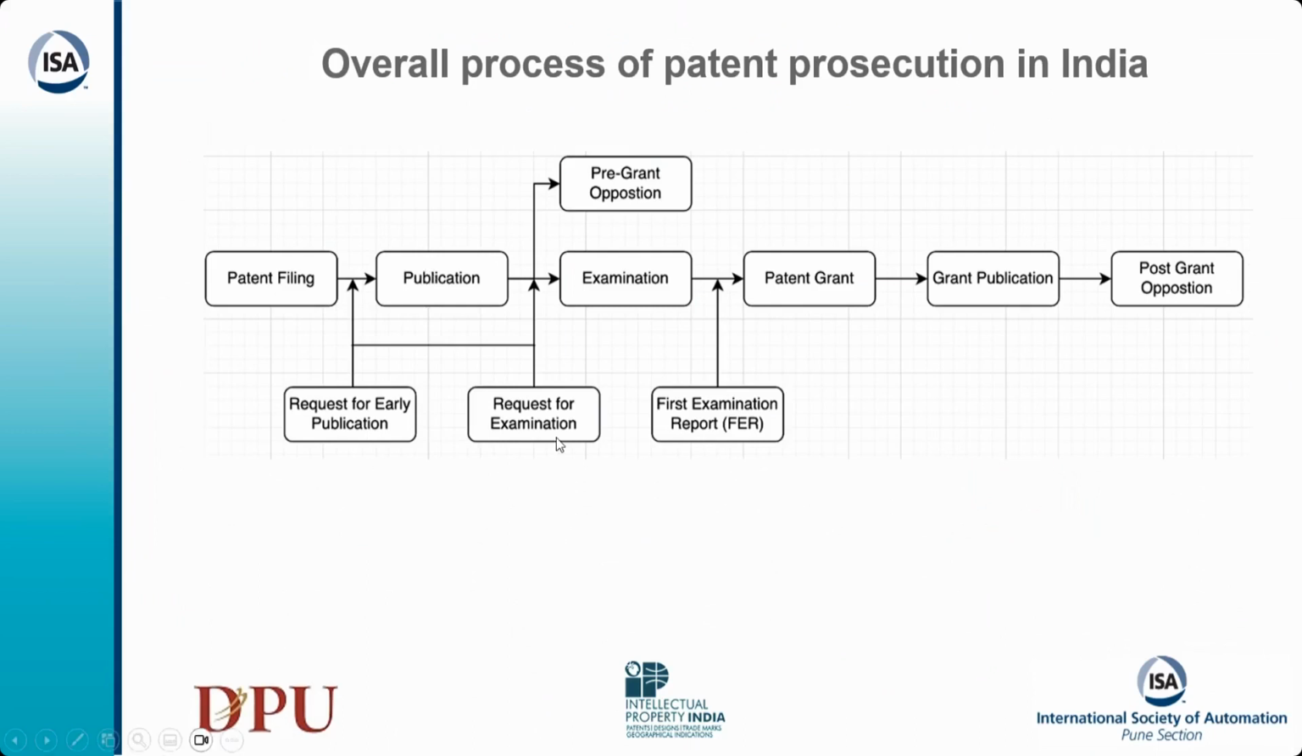Then next is, as I have already mentioned, the request for examination. Form 18 has to be filed, and by filing that examination form, you can motivate the patent office to review your application at an earlier stage, or otherwise it will take around 5 years for the first examination report. Then once these things are over, either you get a pre-grant opposition or patent grant, right? Or if nothing happens like this, then you will get a first examination report.